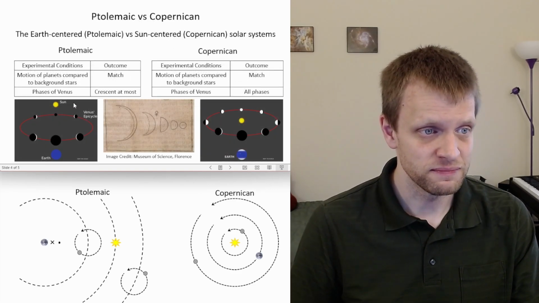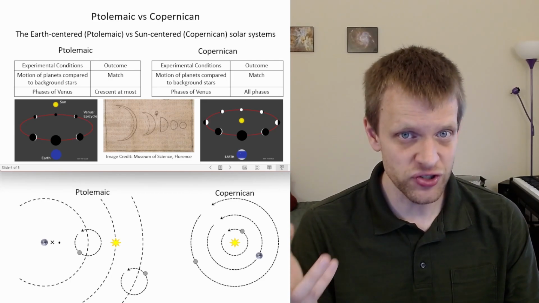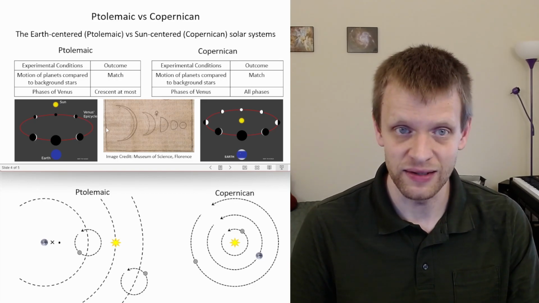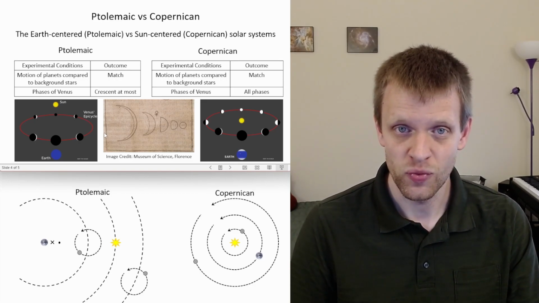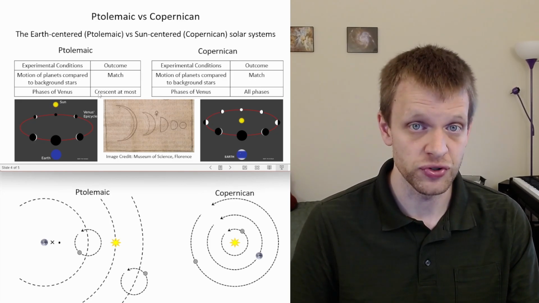Distinguishing what the phases of Venus are, we couldn't actually do that until we had a moderately good telescope, until we had Galileo's early telescope. We did not have the technology to distinguish which of these two models was correct.